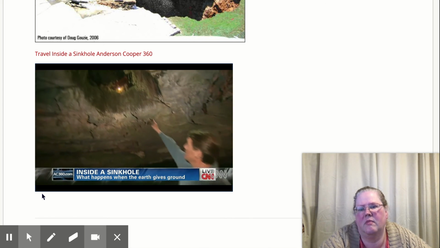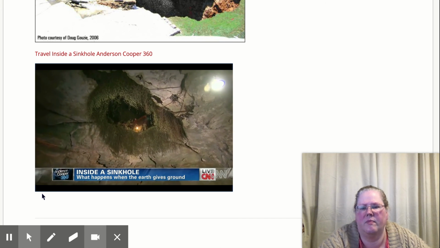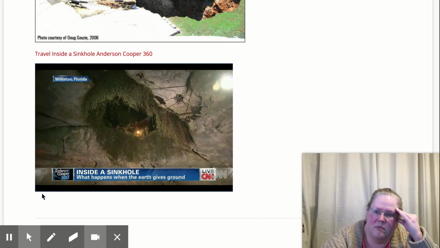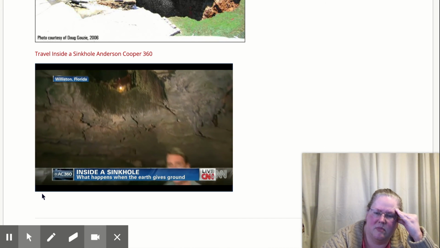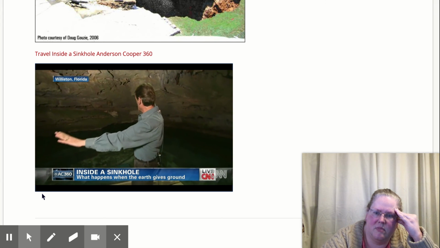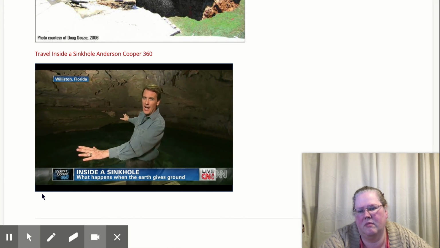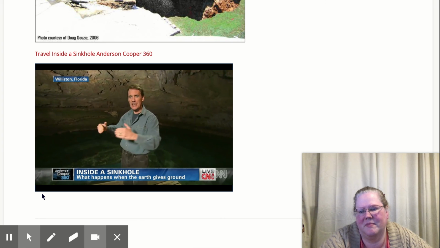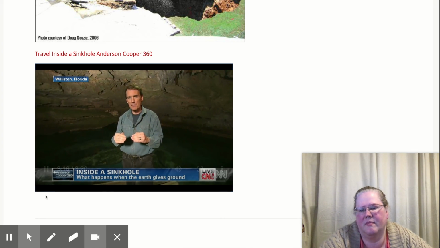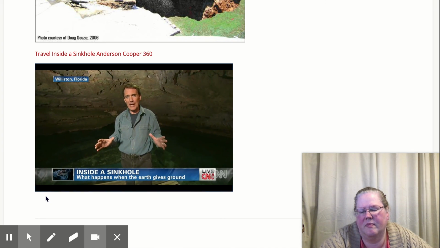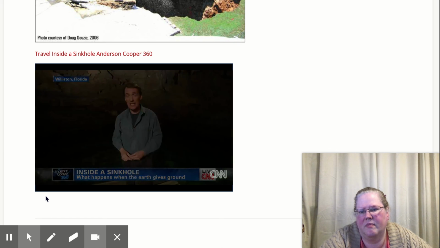But look up here up top. The hole that opened up when this sinkhole was formed. You see the size of that. Now you see how deceptively large this whole cavern is underneath it. So when you see a sinkhole opening up on the surface, there's so much more going on down below that we never see.